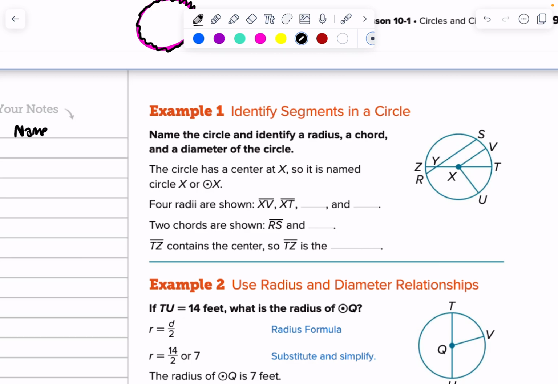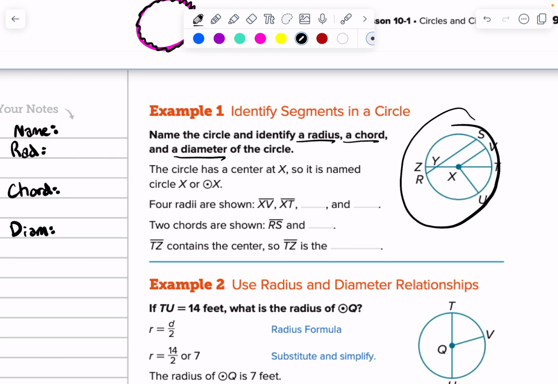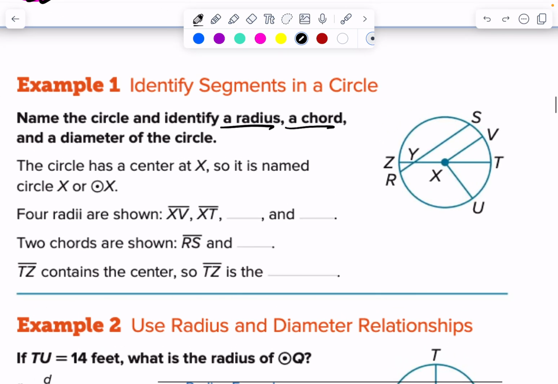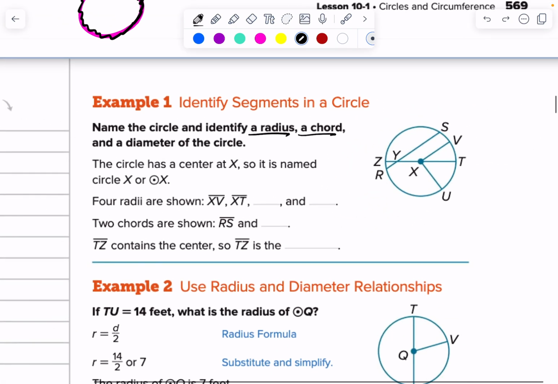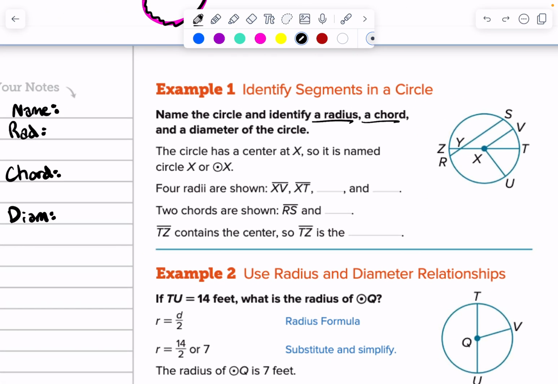I'm going to put name over here. And then identify a radius, a chord, and the diameter. Okay. Now, on your homework assignment, it says a radius, a chord, a diameter. This one's probably going to have multiple, like I know it has multiple radius or radii. You only have to name one. For this example, I'm going to name all of them.